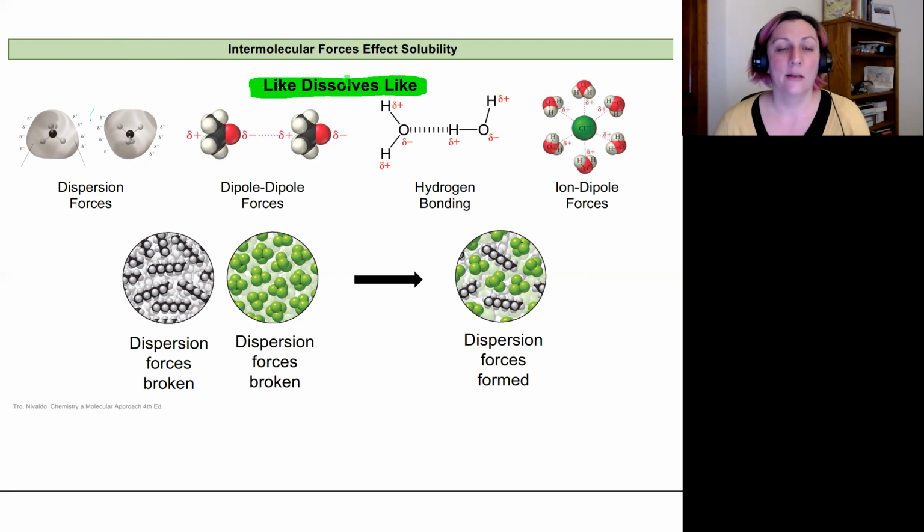So if I'm separating them and then reforming interactions with something very similar, I'll have a net change of nothing. So when we look at just London dispersion forces in my solute and solvent, and then combining those to have the same London dispersion forces, this would be soluble.